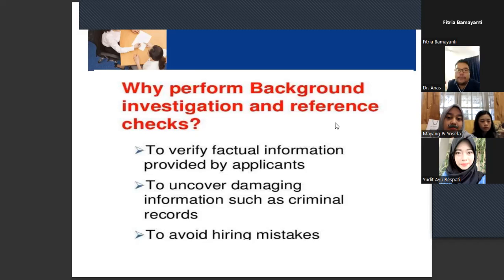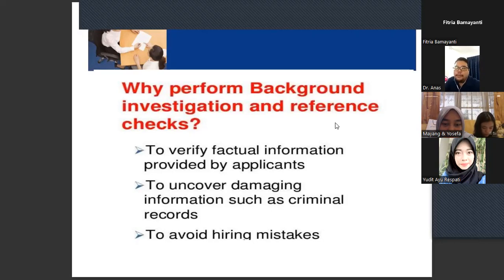Sometimes people fake their CV, commit fraud on the CV or resume or biodata. So that's why we check factual information, and to avoid hiring mistakes. So we can avoid hiring mistakes.